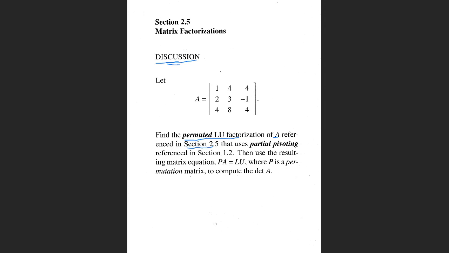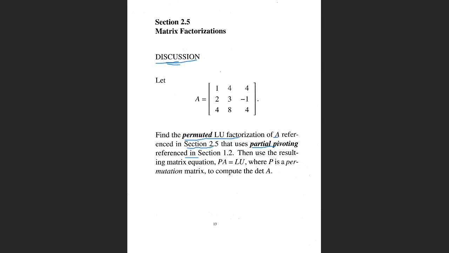In 2.5, they mention the permuted LU factorization in passing, just before the numerical notes in section 2.5. And permuted LU factoring uses partial pivoting, and that's referenced way back in section 1.2.